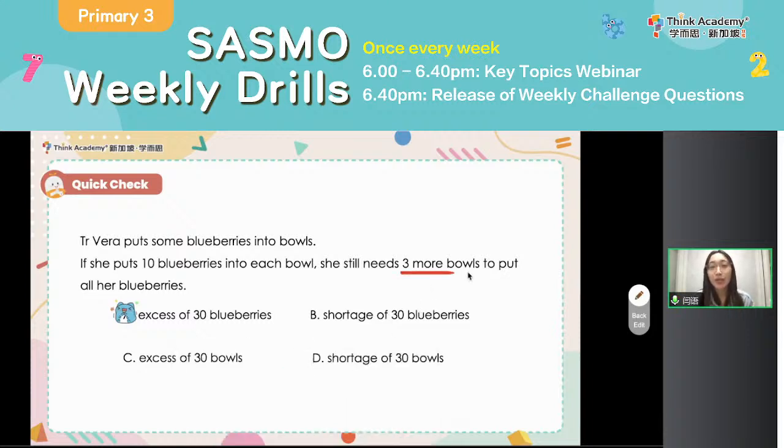So here you see that 3 more bowls. That means actually the number of groups, okay, that is not enough, right? The number of bowls is not enough to put all blueberries. So here, what is the meaning? That is the excess of 30 blueberries. Yes, good job. Now, can you understand how to identify if it is excess or shortage? Yes, super easy, right? Okay.